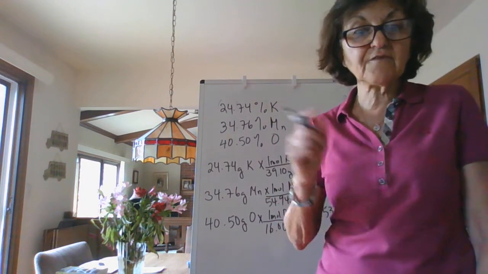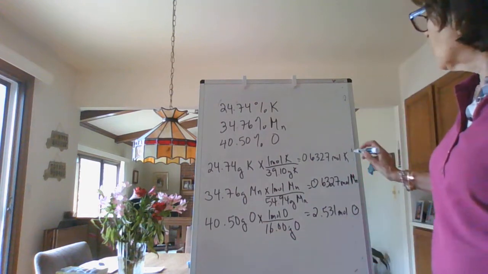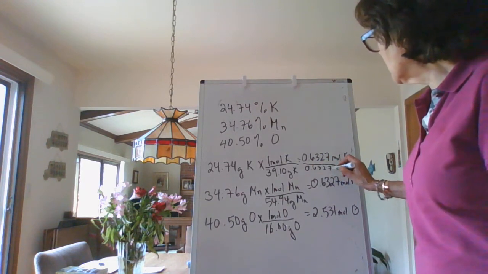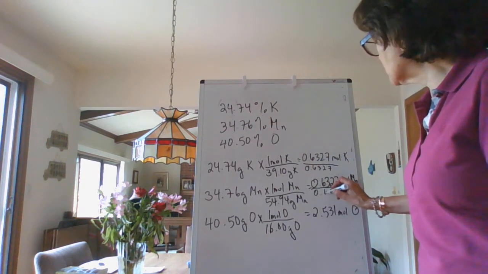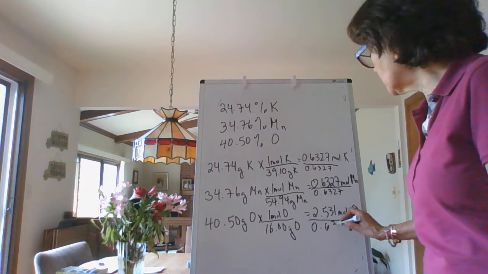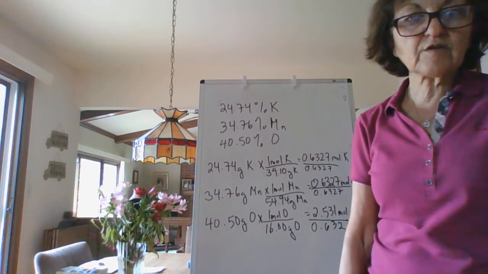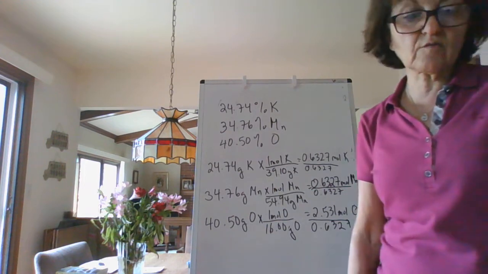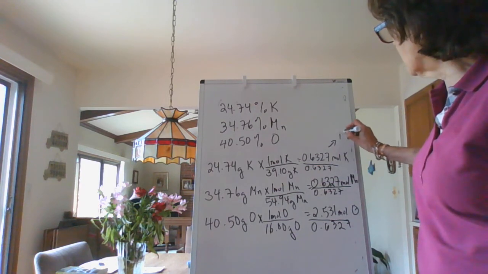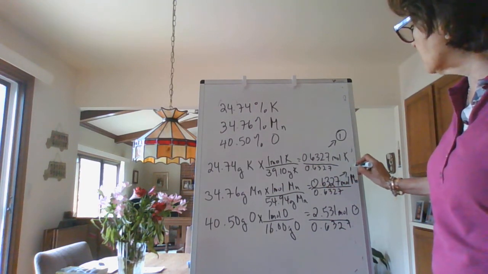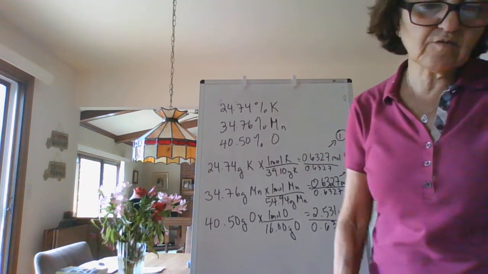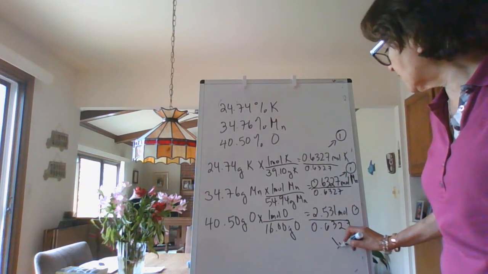Step 3 says divide by the lowest number of moles. So I have to divide this by 0.6327. I divide this by 0.6327, and I divide this by 0.6327. Why did I choose 0.6327? Because that's the lowest number of moles out of these 3. All right? So when you do this divided by this gives you a 1. And this divided by this, obviously, this gives you a 1 also. What is 2.531 divided by 0.6327? Do the math, and you will get 4.